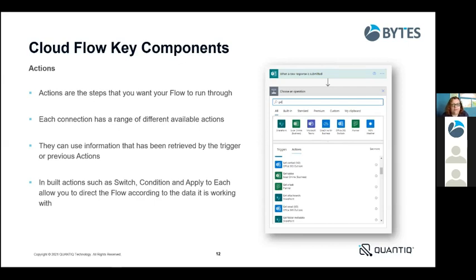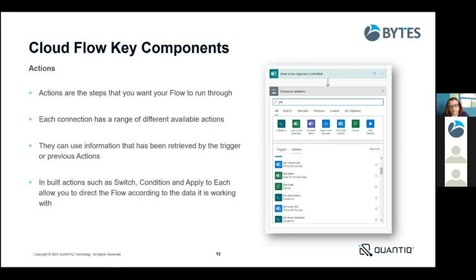You can use the information that you've retrieved in the trigger or in previous actions. So I can use an action to get some data from a record, and then my next action might be send an email to someone containing that data inside the email. So you end up with all this data within the flow that you can then use, and you can do calculations on that data. You can write reports with it. You can populate Word documents.